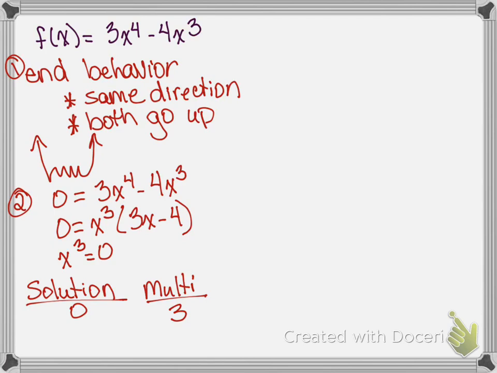My other solution comes when I put 3x minus 4 equal to 0. So I have x equals 4 over 3. So my solution is 4 over 3. How many times does that happen? Once, because I don't have an exponent outside those parentheses.